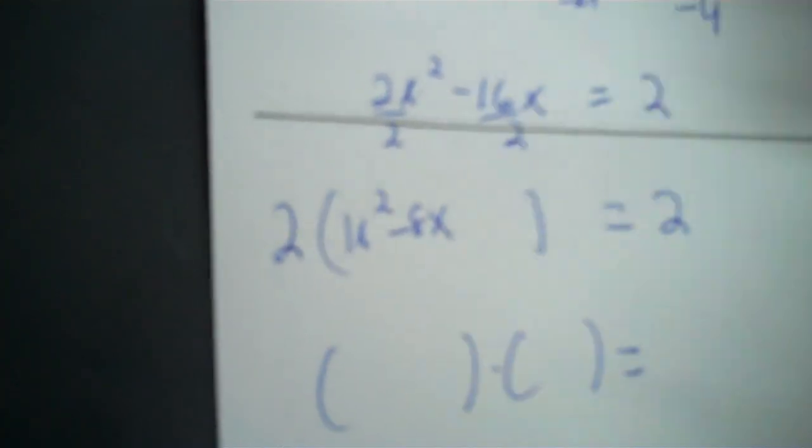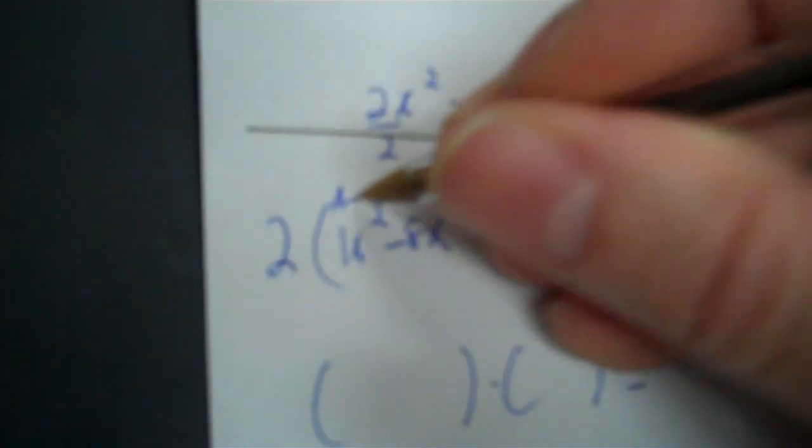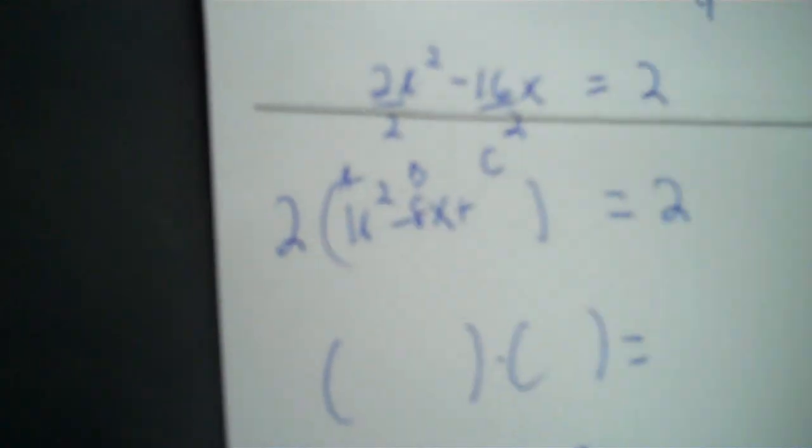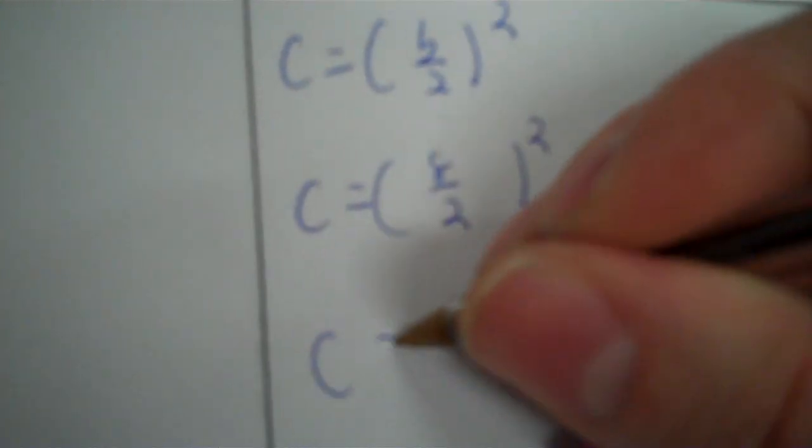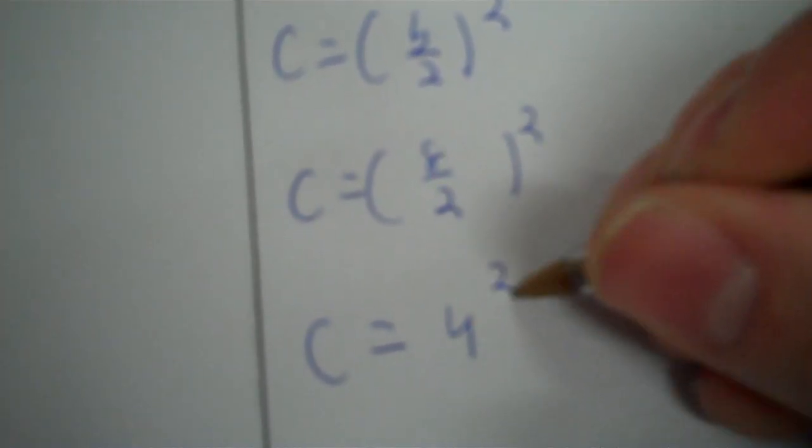So that's 1x squared minus 8x. And this is a, this is b, and we need to add our own c into it. So c equals b divided by 2 to the second power. Now b is equal to negative 8, but we'll just put 8 because the second power renders the negative pointless to put. 8 divided by 2 is 4, 4 to the second, that's going to be 16. It's just basically half the 8, and then that is 4, 4 times itself is 16.